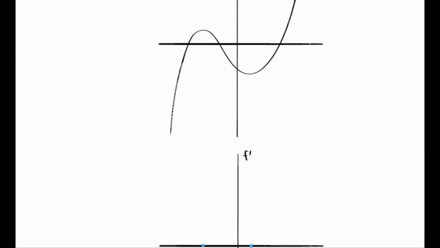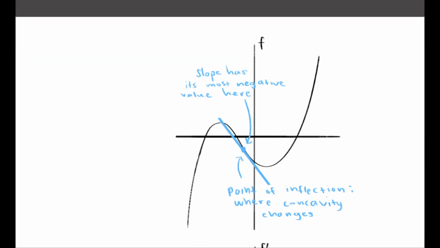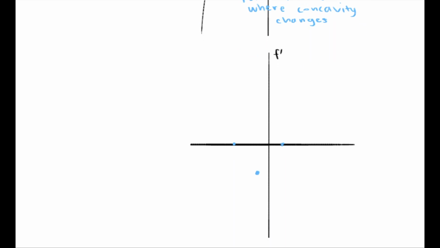At the point of inflection on the graph of f, we see that the slope of the tangent line will be at its most negative value. So therefore, at that x value, there will be a minimum on the graph of f prime.